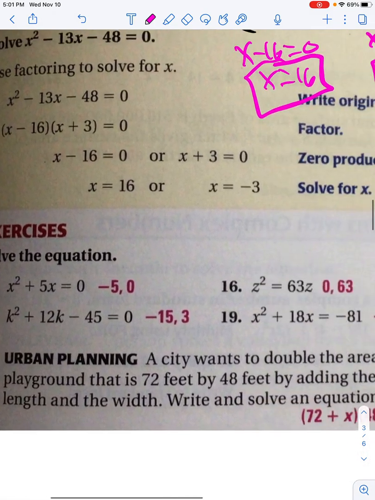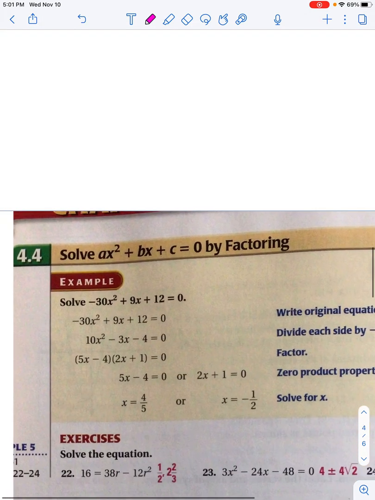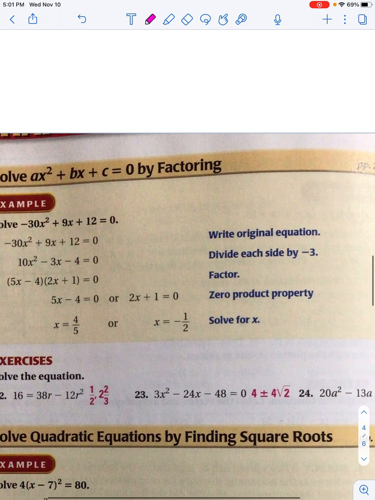Factoring is huge, okay? We've got to be able to factor. So again, there are more examples here. Try not to look at the answers, but again, check your work. If you're not sure how they got one, let me know.